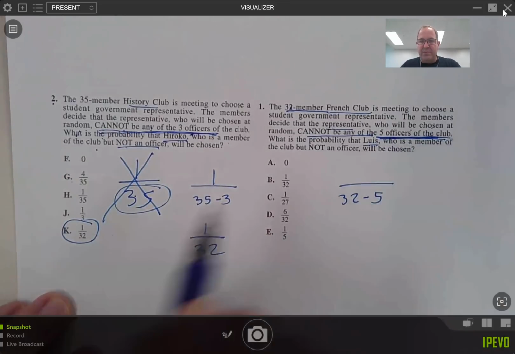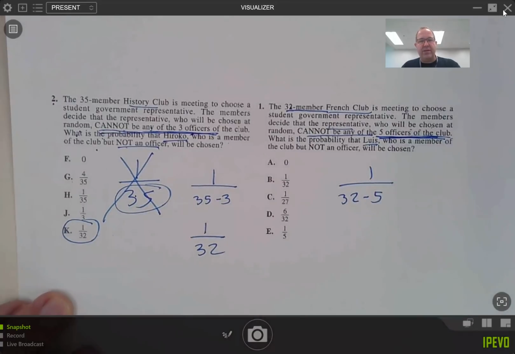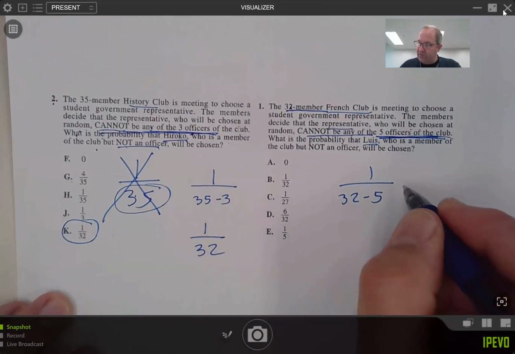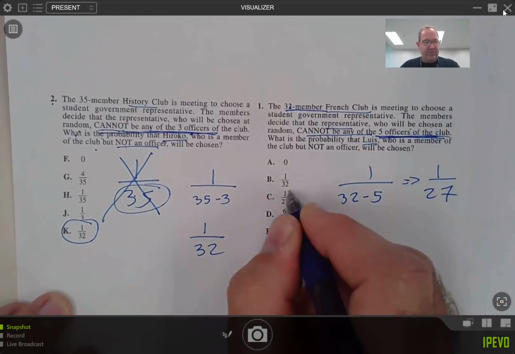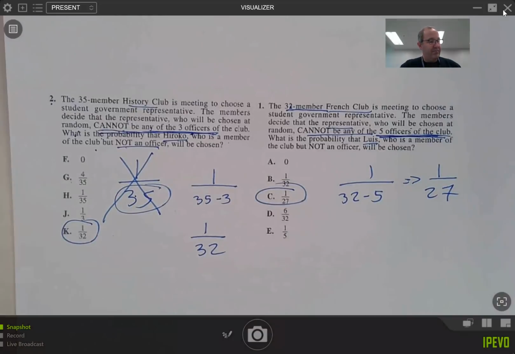And could Louis be picked? Well, it'd be 1 over, right? There's only one way to pick Louis. And so this would be equal to 1 over 27, which is letter C.